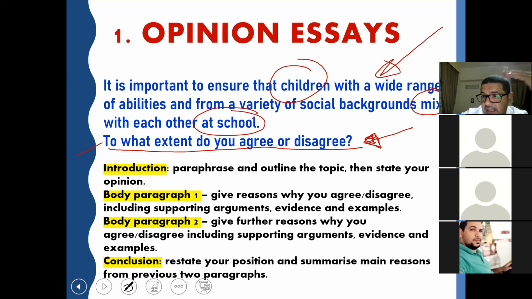Let's imagine that you disagree with this opinion. Are you going to mention why it is good or not? Why it is good to mix children? No, I will talk about negative things. Yes, you disagree, so you will just talk about the negative parts.